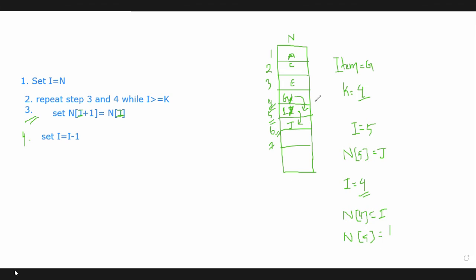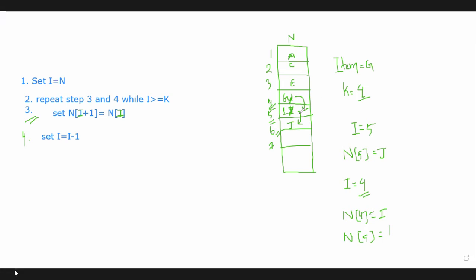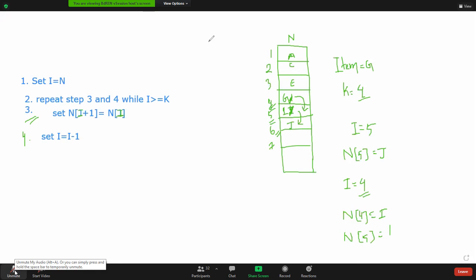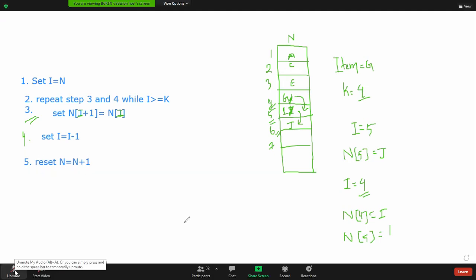Okay? So after inserting a new item, now we can see that this array has how many data elements? 6 data elements, right? So now here we have to reset the size of the array. Initially n equals to 5, that's why we have to reset n. Okay, so here reset n equals to n plus 1. So now this array has how many data items? 6 data items. Is that clear? Yes, ma'am. What about the others?